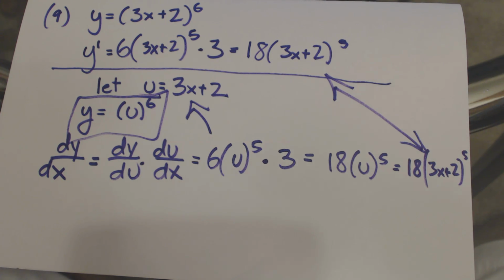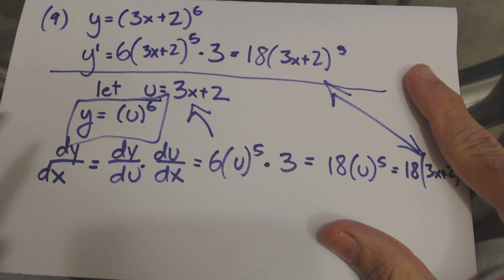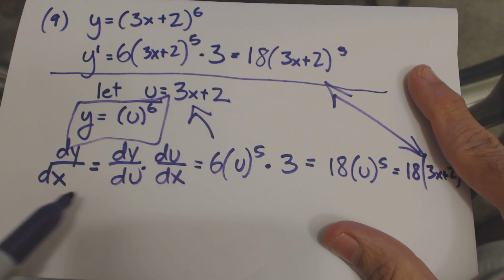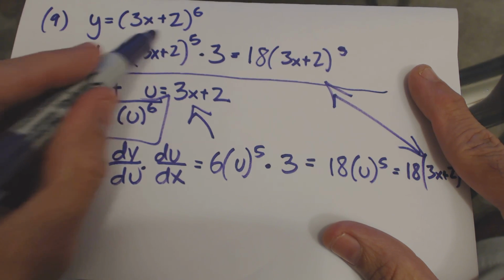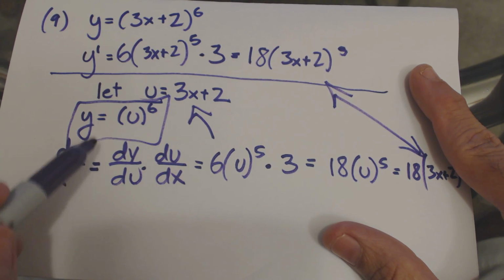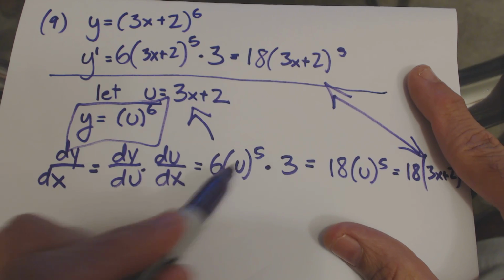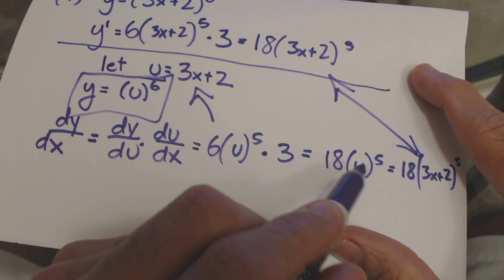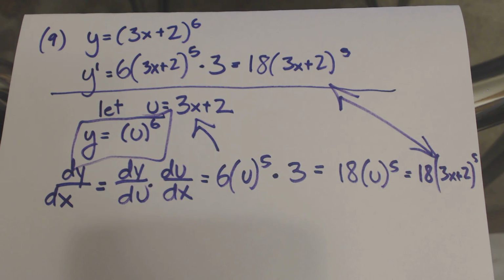So hopefully you will eventually get to this point, but now that you're just starting out, it would be smart for you to let the inside function equal u and then do exactly what I did. Take the derivative of the inside function, simplify to just having a u inside of it rather than the expression for u, 3x plus 2. Take the derivative of the outside function, then take the derivative of u, multiply them together, and then plug the expression for u back into the equation. All right, let's move on to the next one.